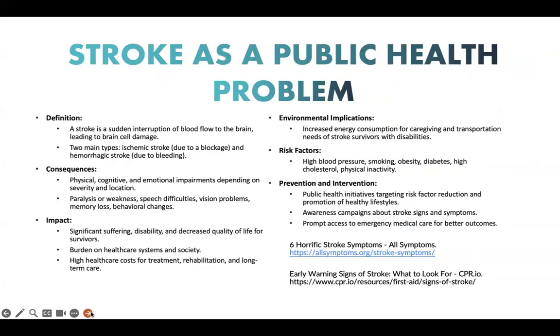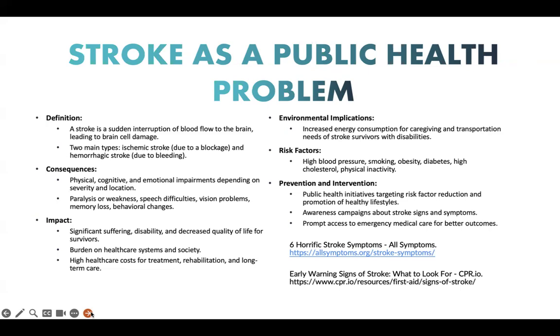So, stroke is a significant public health problem characterized by the sudden interruption of blood flow to the brain, leading to brain cell damage and potentially life-threatening consequences. There are two main types of stroke: ischemic, caused by a blockage in the blood vessel supply, and hemorrhagic stroke, caused by bleeding into the brain.